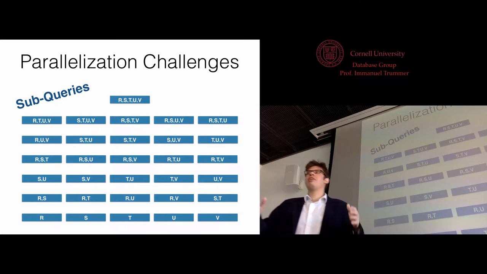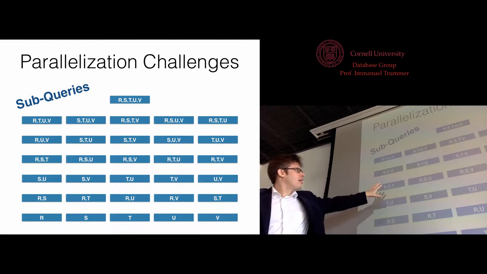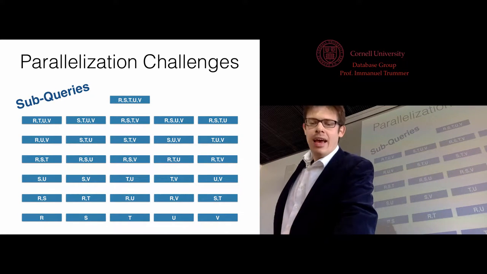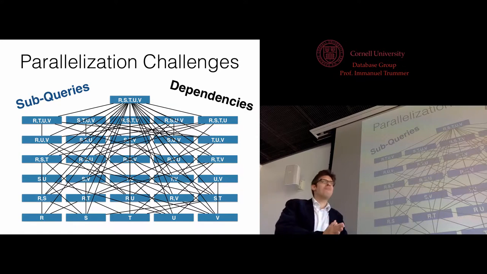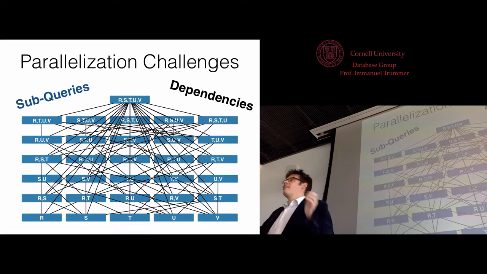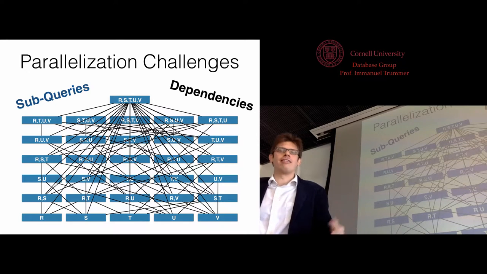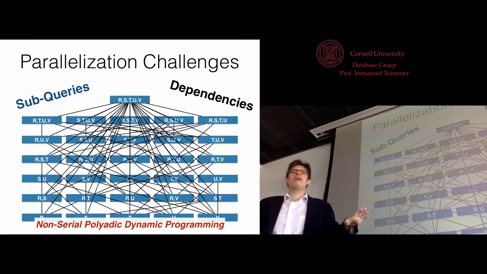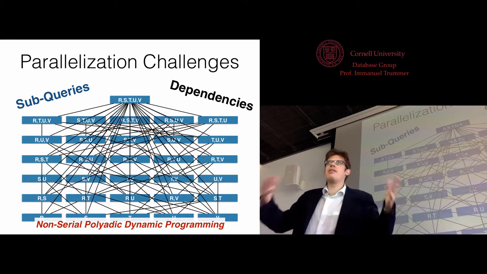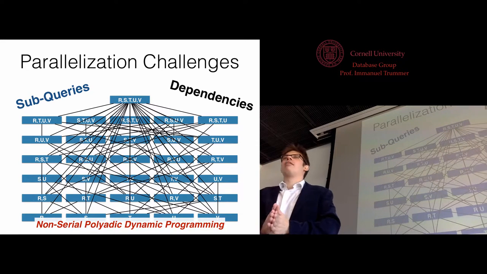And in the following, I'm going to give you a little intuition for why it has the reputation of being difficult to parallelize. Here I'm drawing all subqueries for the example query joining 5 tables. And now I'm drawing dependencies between them if you need the result of one subquery in order to calculate results for another subquery. And as you see here, intuitively, those dependencies are quite dense. And that intuition can actually be formalized by saying that the dynamic programming scheme for query optimization belongs to the class of non-serial polyadic dynamic programming schemes, which generally have the reputation of being difficult to parallelize due to all those dependencies.